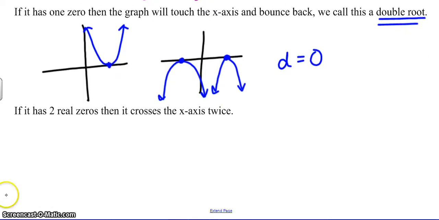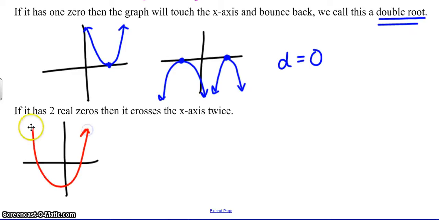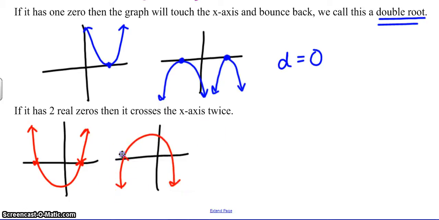Finally, if your quadratic equation has 2 real zeros, that means that it is crossing the x-axis 2 times. So twice because it's opening up, or maybe it's twice because it is opening down. Our discriminant here would have been a positive number.